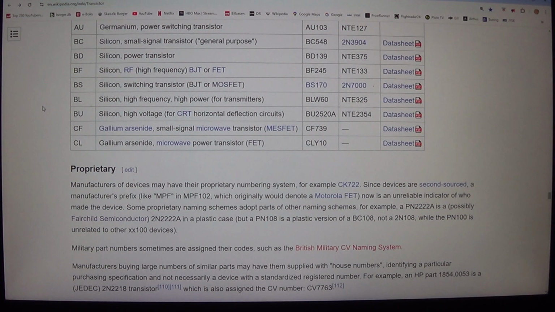CF: gallium arsenide, small signal microwave transistor, MESFET, CF739, datasheet. CL: gallium arsenide, microwave power transistor, FET, CLY10, datasheet.